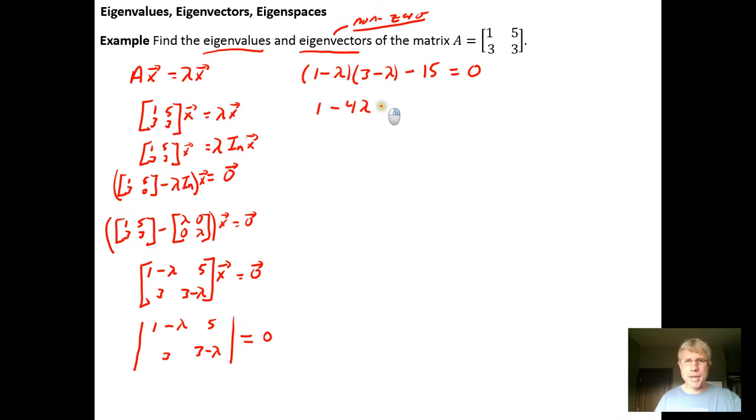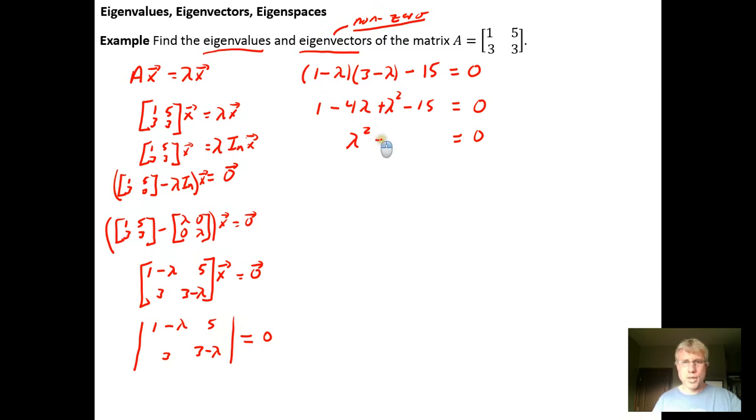Minus lambda times minus lambda is plus lambda squared, minus the 15. And that needs to equal 0. Again, we're trying to get the determinant to equal 0 so that the inverse of this matrix doesn't exist, which will guarantee infinitely many non-trivial solutions. So putting this in order and combining like terms, we'll get lambda squared.